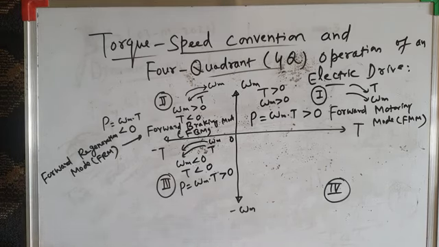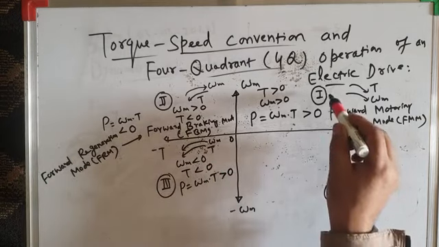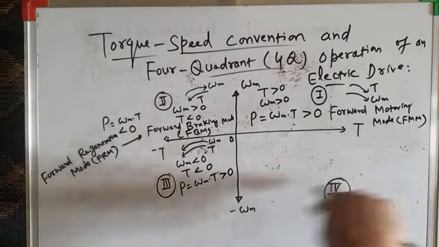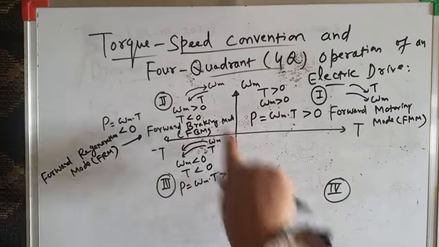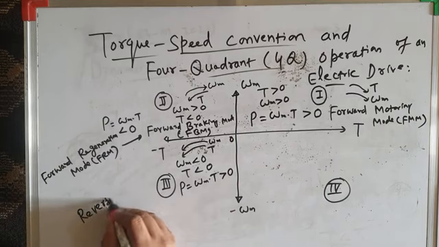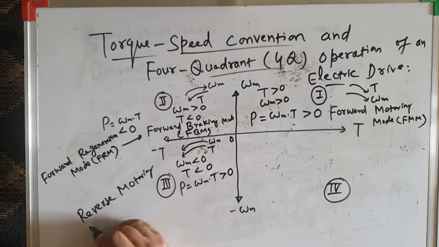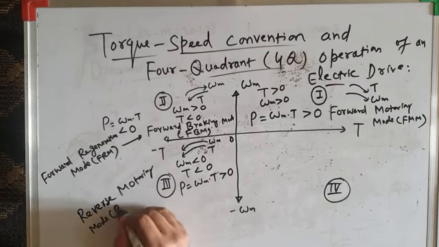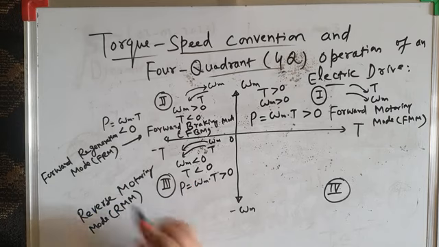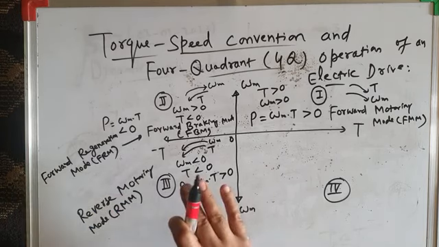It is drawing electrical energy from the source, converting that electrical energy into mechanical energy, but it is running in the reverse direction. In the first quadrant, it was running in the forward direction like this. In the third quadrant, it is running in the reverse direction like this. So this mode is called reverse motoring mode. That means if your drive is operating in the third quadrant, it is operating in reverse motoring mode, RMM.